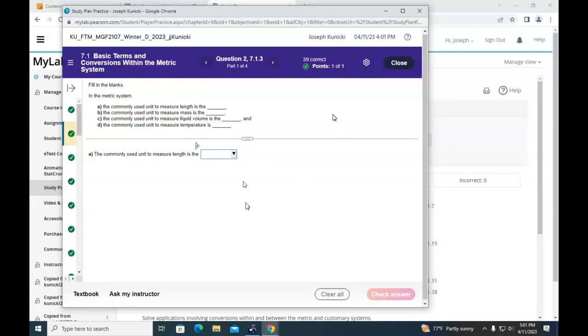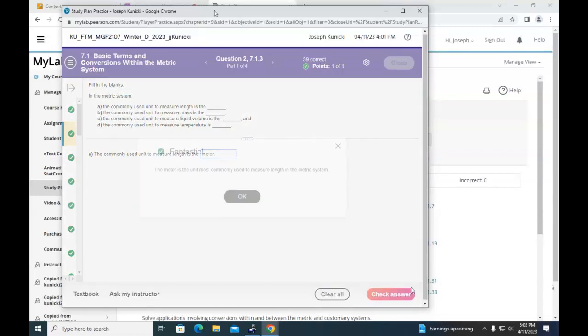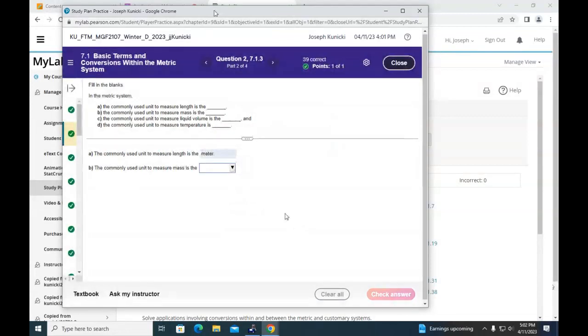Anyway, the commonly used unit to measure length is the meter. That's about 39 inches. A door is about 2 meters high. A door is 80 inches. Standard door, 6'8", 80 inches. So that's about 2 meters. And it's about a meter wide. A typical door is about a meter by 2 meters square. So that's the length we use as a meter.